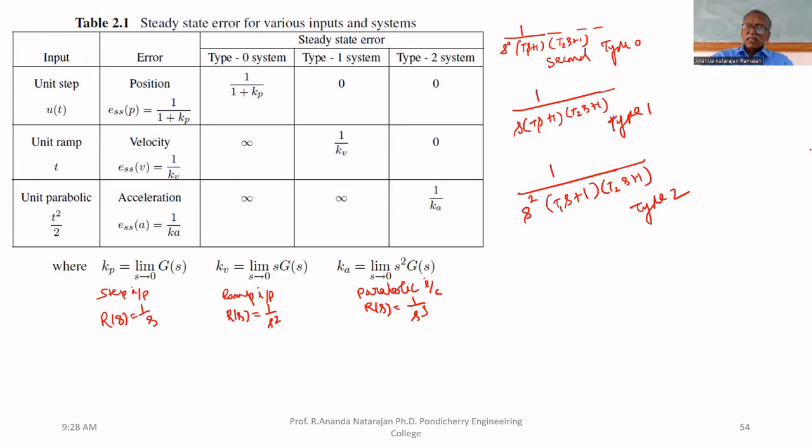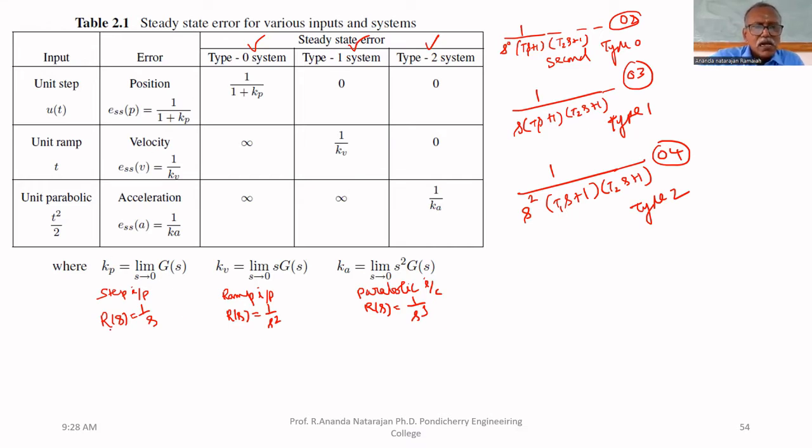In this case, order is 4. Order of the system is 4. Here order is 3. Order is 2. Number of S, that is number of poles at origin, says the type number. So here we consider three systems, type 0, type 1, type 2. Order may be anything.